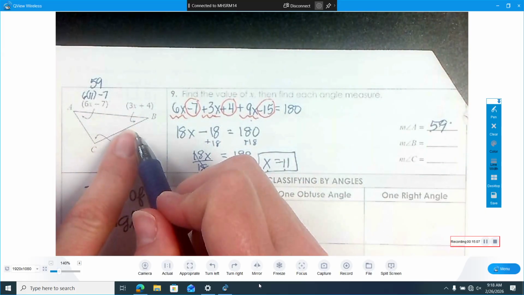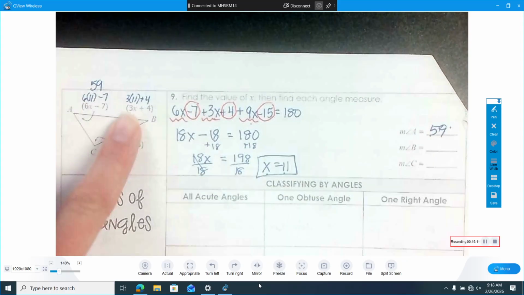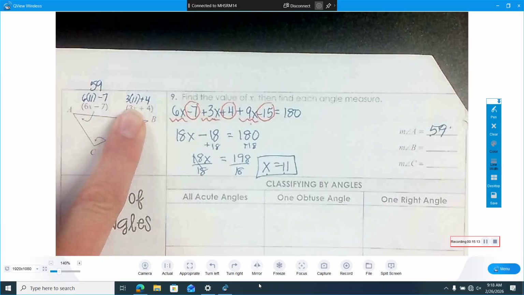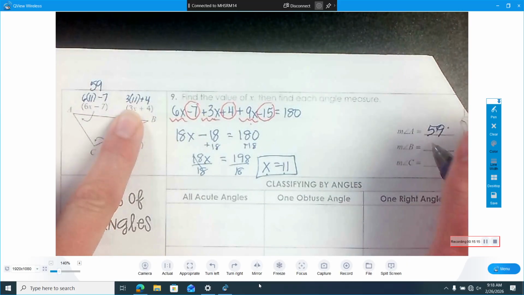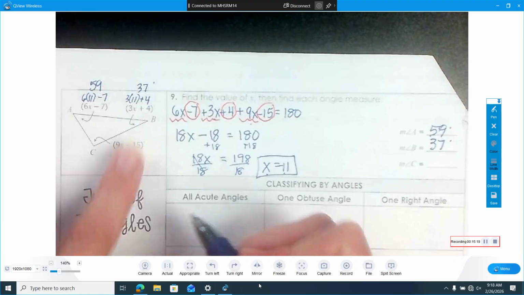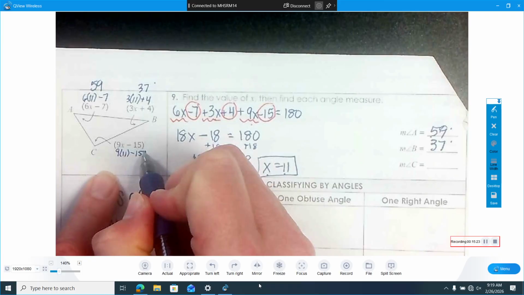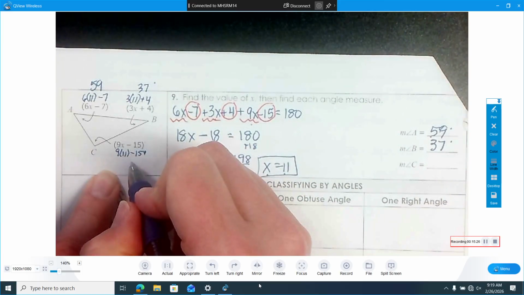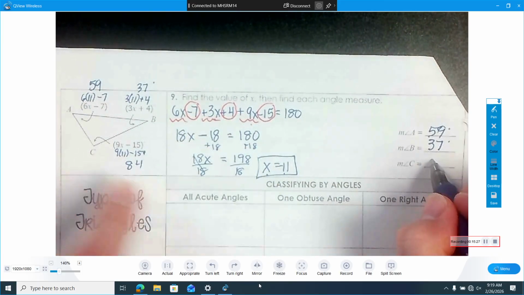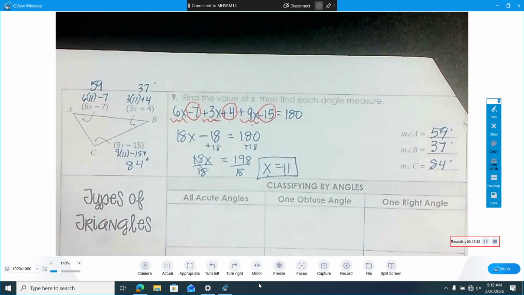Over here for angle B, we're going to do 3 times the 11 plus the 4. Use your calculator. 33 plus 4 is 37. And then 9 times 11 minus 15. Oh, I hate subtraction. It's so much harder. Okay. And we get 84. Good. All right. So 84 degrees. So there we go. 84 degrees.